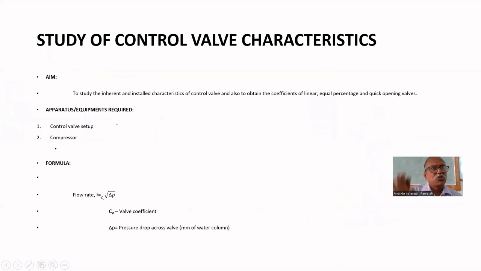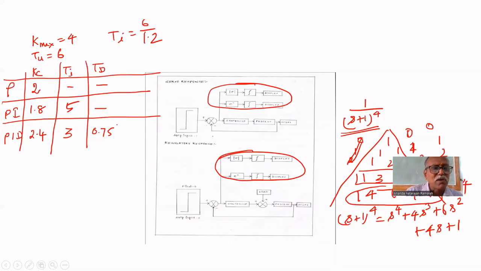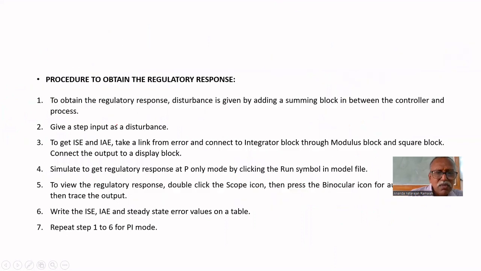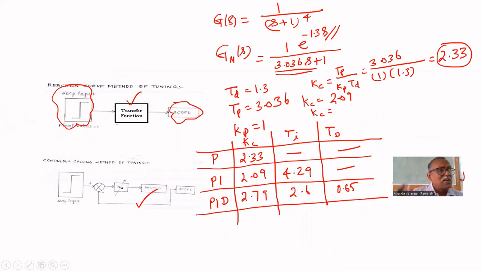But no problem. It should not go to 4. If it goes to 4, it becomes unstable. 2.33 only, no problem. Instead of 2, the reaction curve gives 2.33. Compared with 1.8, that is some 10 to 15% higher. So no problem, because 4 is the ultimate gain. If you give 4, it becomes unstable.